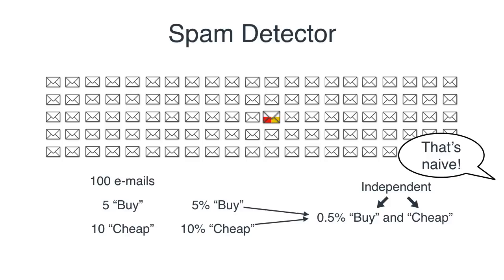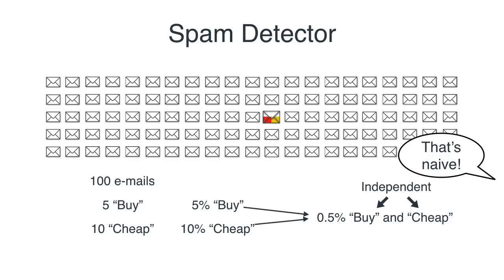However, that's what our algorithm is based on, because it turns out that if we make these assumptions, things still work well, and it makes our math much, much easier, because now we don't have to collect thousands of emails. We can collect these 100, and from the number of emails with buy and the number of emails with cheap, we can sort of cook up the number of emails with buy and cheap. So let's do that. Let's go back to our data.